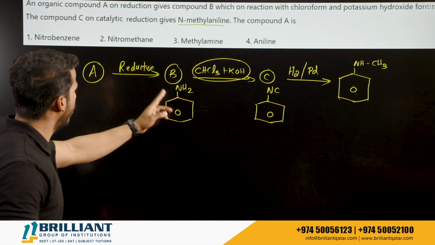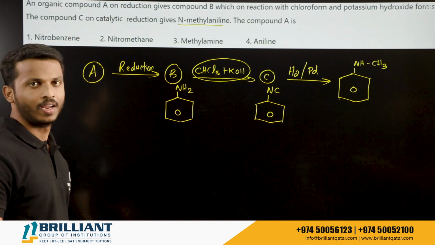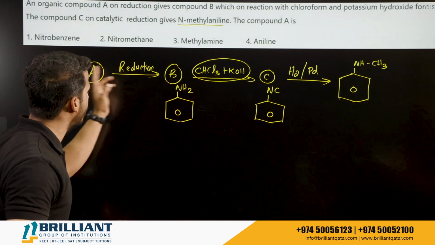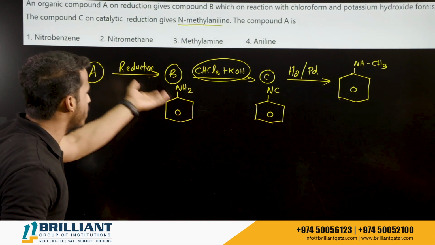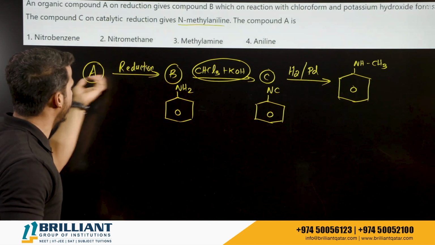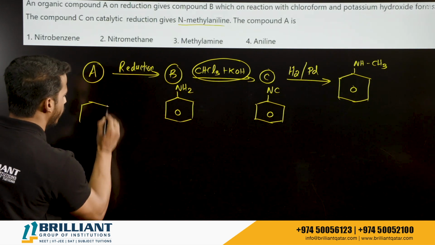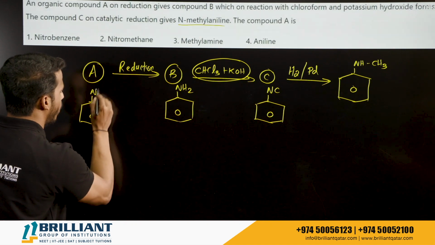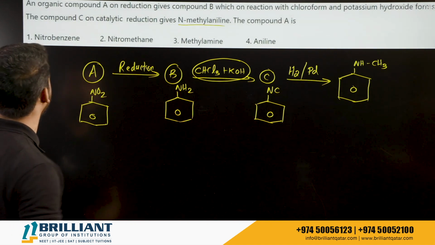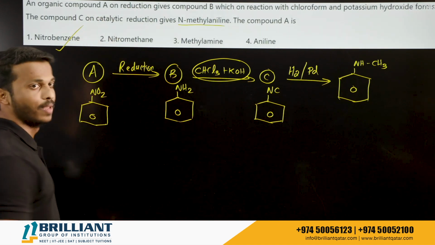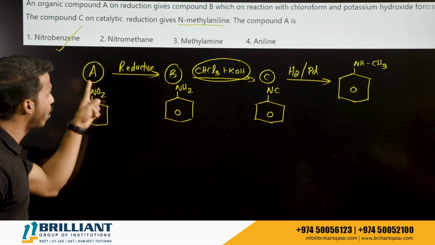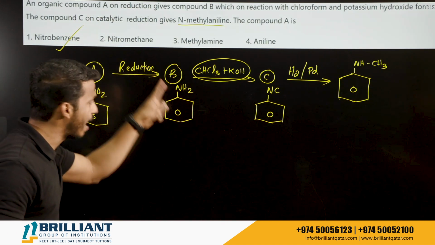Then what should be this compound A? Compound A is obtained by reduction. Amines can be prepared through reduction from maybe a nitro compound. Is there any nitro compound as an answer? Yes, nitrobenzene is there. So nitrobenzene on reduction, you will get aniline.